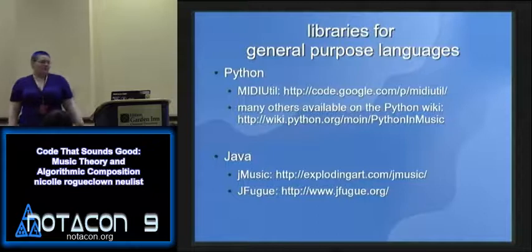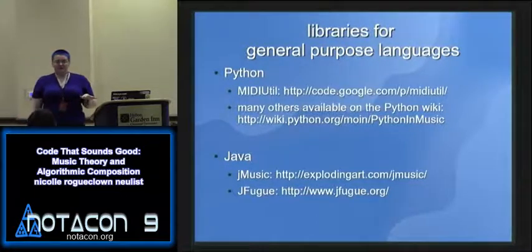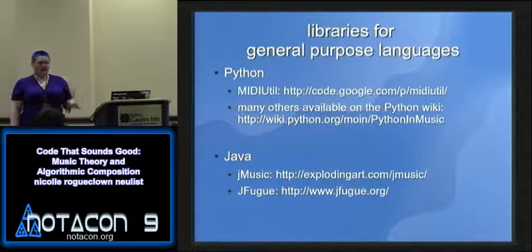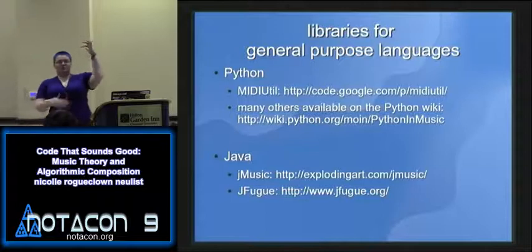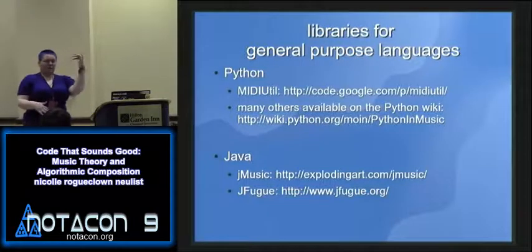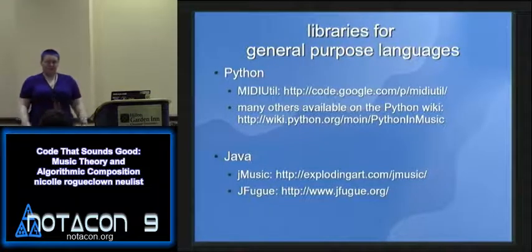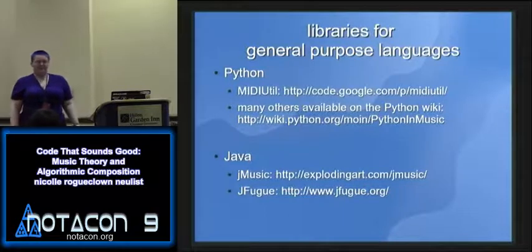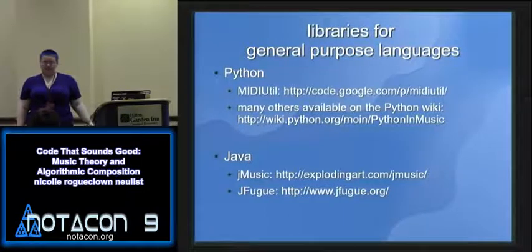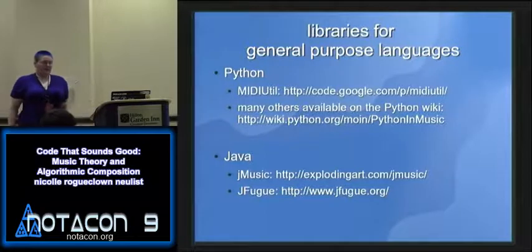Also, you can use a library for general purpose languages. For Python, I mentioned MIDI util specifically because that is the library that my snippets of code are going to use. There's a huge long list of MIDI libraries and algorithmic composition libraries for Python. So if you don't like MIDI util, if you look at my code and it's like, what in the world? Play around with other libraries.